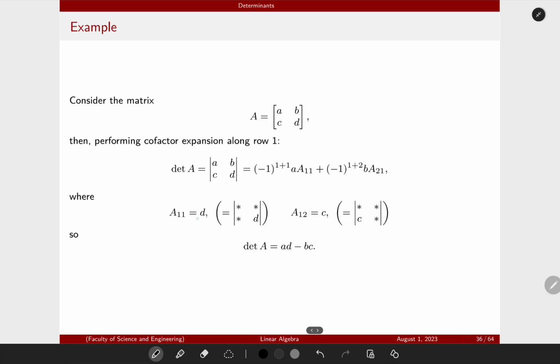What we then obtain is AD minus BC. You might have seen this formula before, so you can memorize this if you want. You multiply this by this, and this by this, and here you put a minus sign.